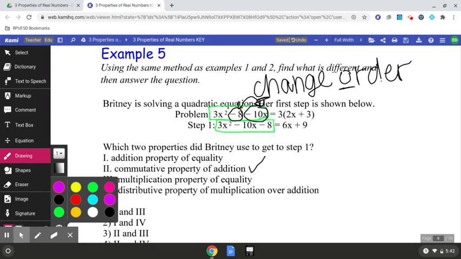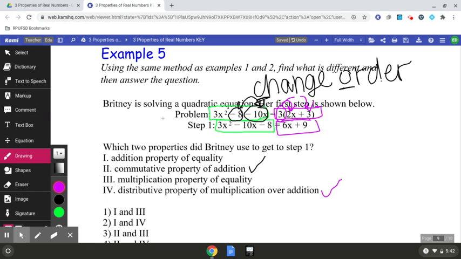Now when I compare the other side of this equation, we have 3 parentheses 2x plus 3, and it changes to 6x plus 9. So how did I get rid of those parentheses? To get rid of parentheses, we take the term on the outside and distribute it to the inside. If you're multiplying into the parentheses, 3 times 2 is 6 and 3 times 3 is 9. Again, that's my distributive property. So not only did I use the commutative, but I also used the distributive.